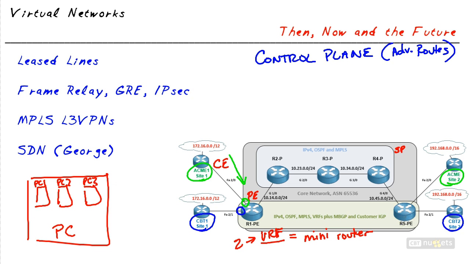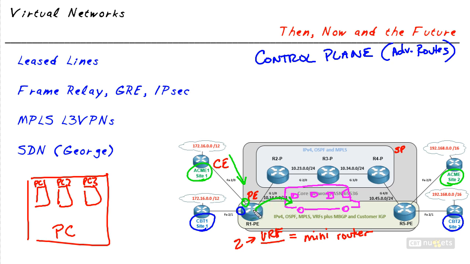And the answer is we are going to use a school bus. So I'm going to go ahead and draw a little bus here. There's the windshield, there's the windows. And we're going to use that school bus as a transport mechanism to build the control plane so that R1 can tell R5 about the routes that it's learned from Acme Site 1. So to do that, what happens is R1 is going to take those routes out of the Acme VRF, that virtual routing and forwarding instance, and it's going to put those into the school bus.